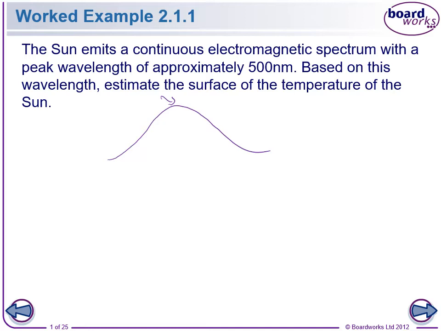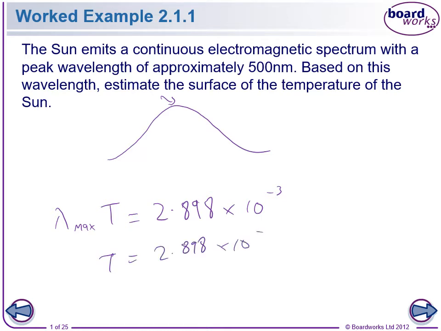Based on this wavelength, estimate the surface temperature. So, remember Wien's Law? Wavelength max multiplied by the temperature is equal to 2.898 times 10 to the negative 3. We know the wavelength, we're looking for the temperature. So therefore, the temperature in Kelvin is going to be 2.898 times 10 to the negative 3 divided by our wavelength.